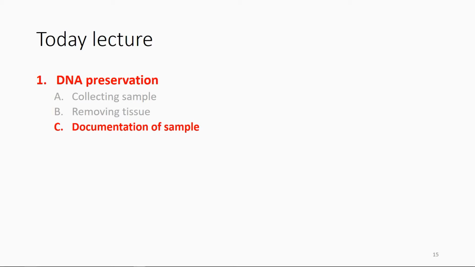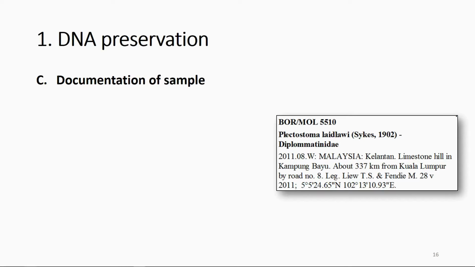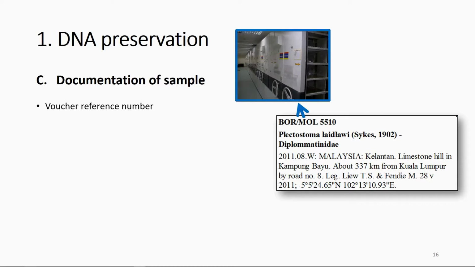So the next thing, after you have collected the sample, remove the tissue that you need. The next thing you have to do is document the details of the sample. This is very important. You have to label your sample properly. Usually the proper label will have a voucher reference number.